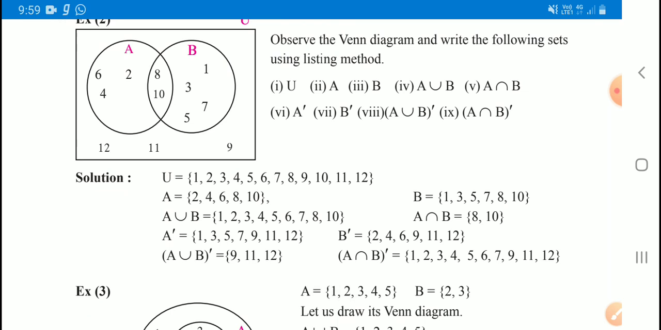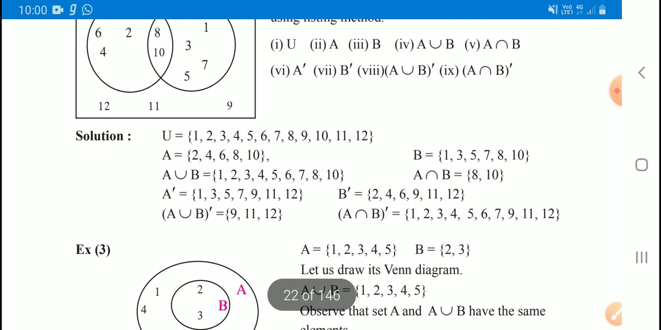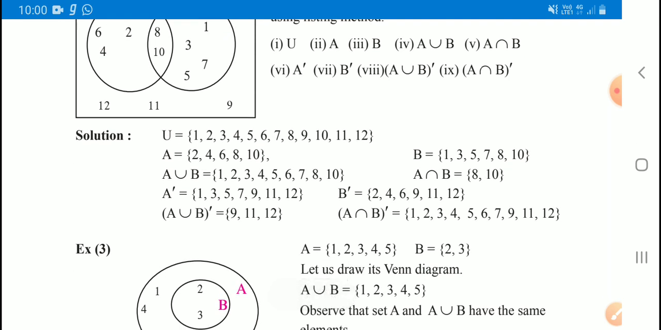Now, A complement. A complement means the elements from set U but not from set A. These are 1, 3, 5, 7, 9, 11 and 12. Same way, B complement means elements from set U but not from set B. So B complement means 2, 4, 6, 9, 11, 12.